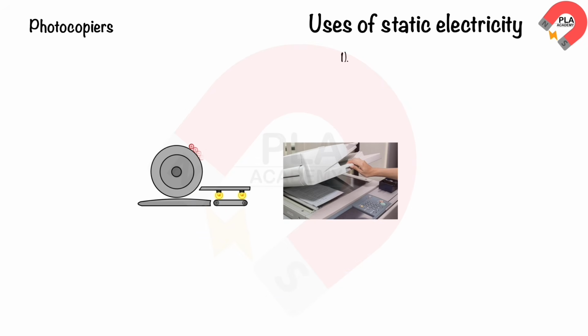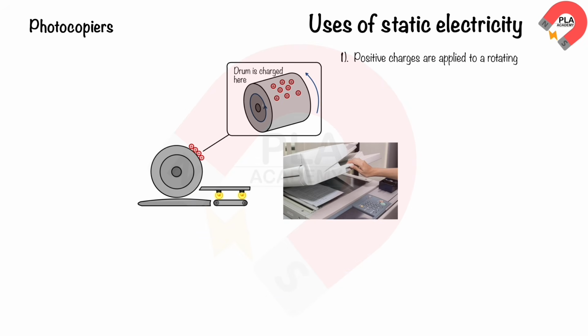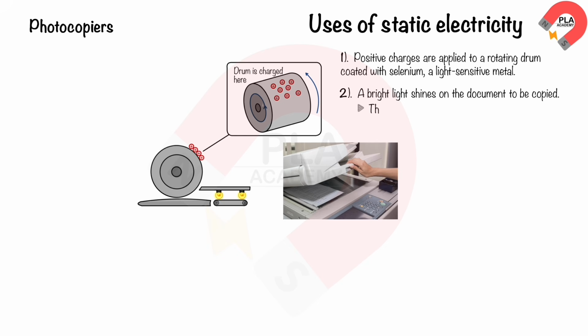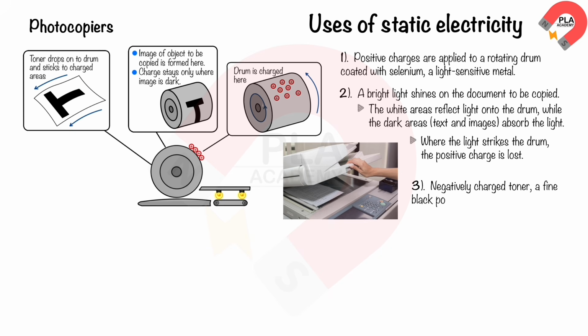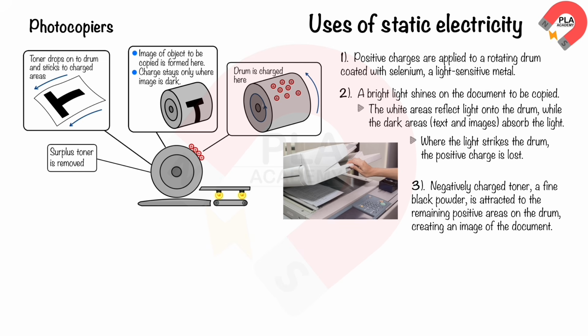Photocopiers. Positive charges are applied to a rotating drum coated with selenium, a light-sensitive metal. A bright light shines on the document to be copied. The white areas reflect light onto the drum, while the dark areas, text and images, absorb the light. Where the light strikes the drum, the positive charge is lost. Negatively charged toner, a fine black powder, is attracted to the remaining positive areas on the drum, creating an image of the document. Surplus toner is removed here.